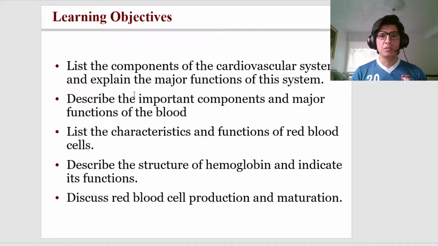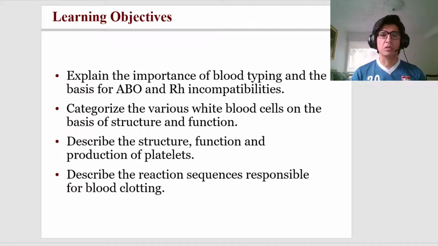The objectives for this chapter are to put the cardiovascular system into a high-level perspective, and describe the components and functions of blood, the characteristics of red blood cells, their components such as hemoglobin, and the production and maturation of red blood cells. Also, explain the importance of blood typing, especially when it comes to incompatibility issues. We're going to talk about white blood cells, their function, and we're going to talk about platelets and their role within clotting.